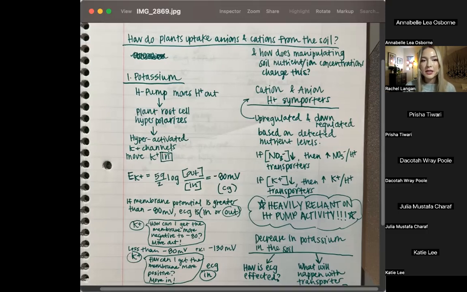So on the test, you're going to have something like that where we're going to change the concentrations and you're going to have to interpret how the movement is going to change. Okay.